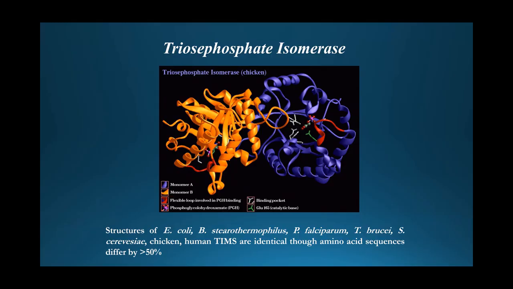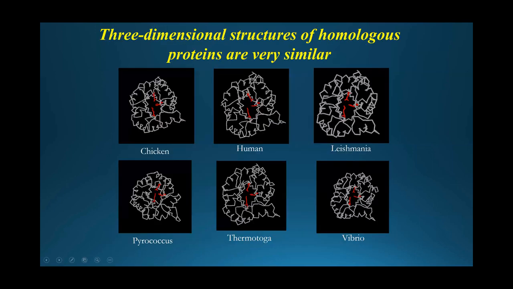When you observe the molecular structure of this particular enzyme in different species, such as E. coli, Bacillus stearothermophilus, Plasmodium falciparum, trypanosoma, and yeast, chicken, humans, the sequences of this protein differ by 50%. But yet, if you see the structures, they look almost the same. Like you can see on this screen, all the structures from different species of this protein are similar. What you're seeing here is the carbon alpha backbone of the protein. That is, only the alpha carbons of the protein have been represented.